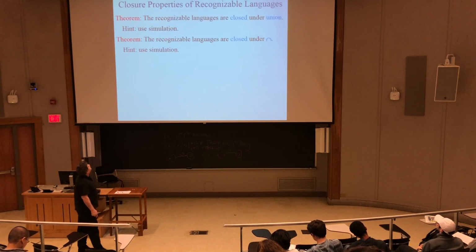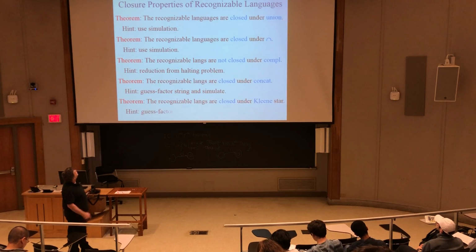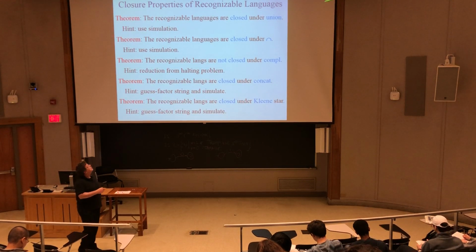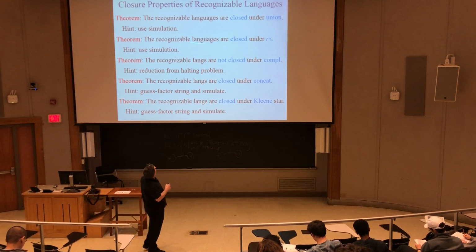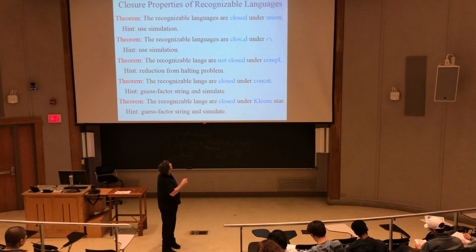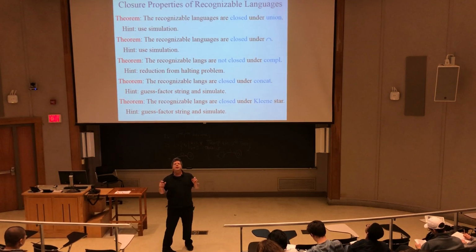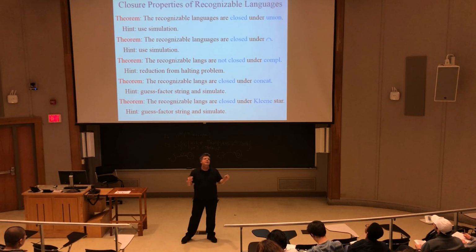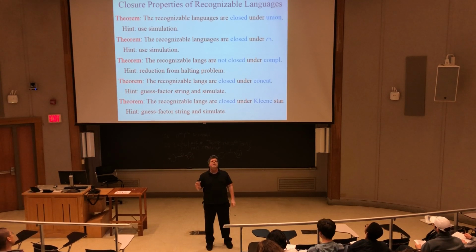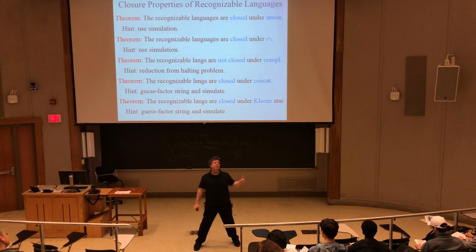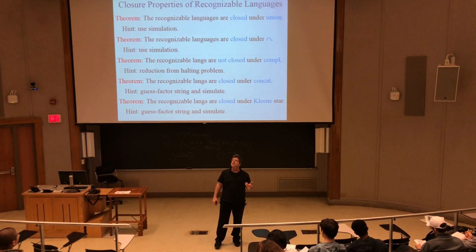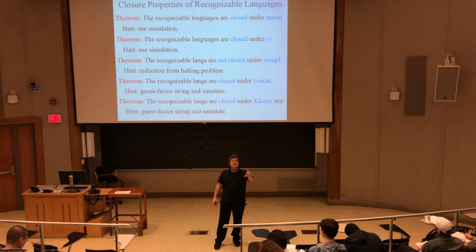And there are similar properties for recognizable languages. So they're closed under union, again, by simulation, right? They're closed under intersection, again, by simulation. The only caveat here is what? When you simulate two things that are recognizable, you simulate two recognizers, you can't just simulate one and wait for it to give you the answer, and then simulate the other and wait on that. What's the problem with that strategy? It's not guaranteed to halt.